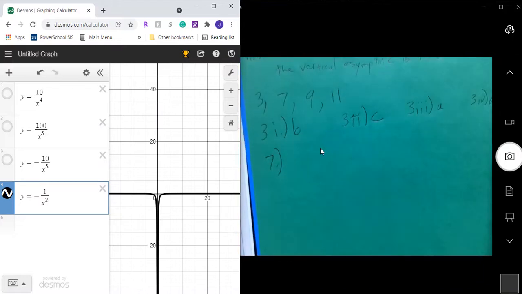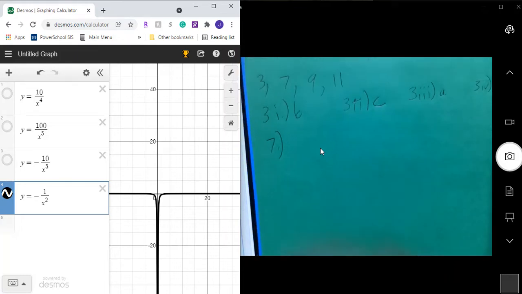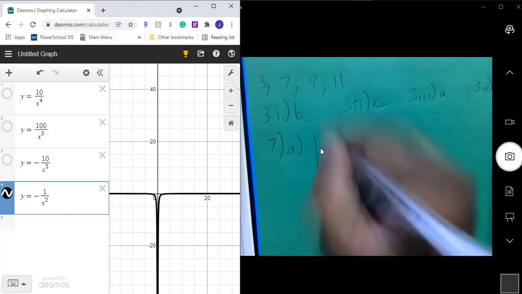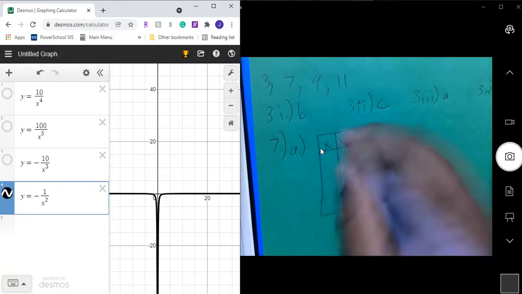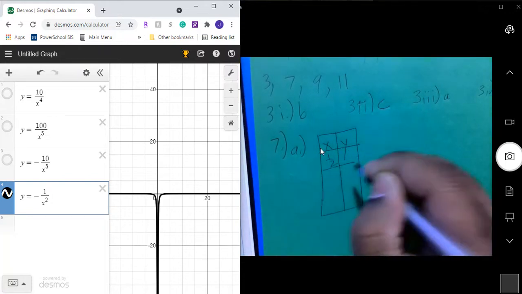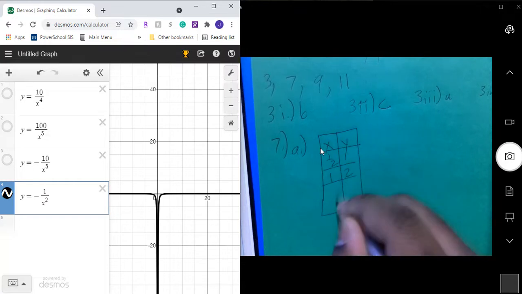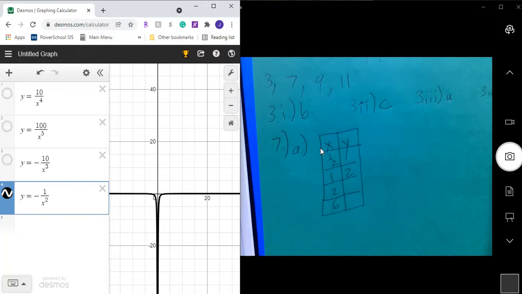Okay, problem number 7. Problem number 7 is on page 508. It says complete the following tables of ordered pairs for the given inverse variation. Determine the constant of variation and write the equation that is represented by the table. Now it says y varies inversely as x. Okay, so this is 7a. So let me do this table. So we have x is 1/2. We have 1, 2. Then we have 2, and we have 6.